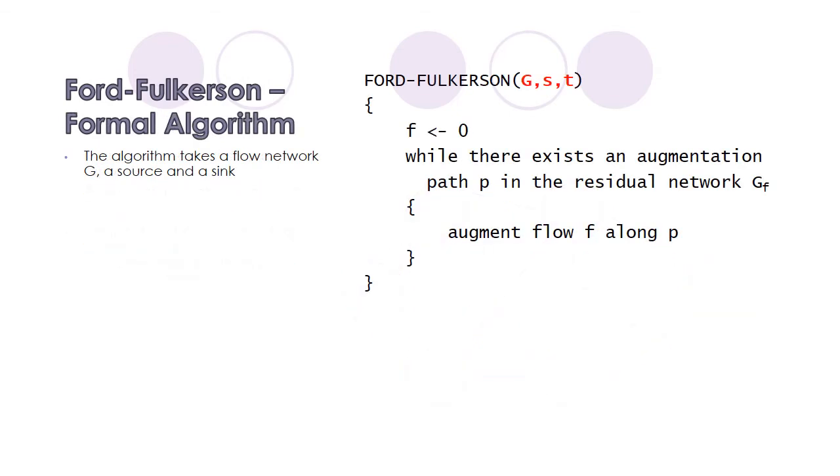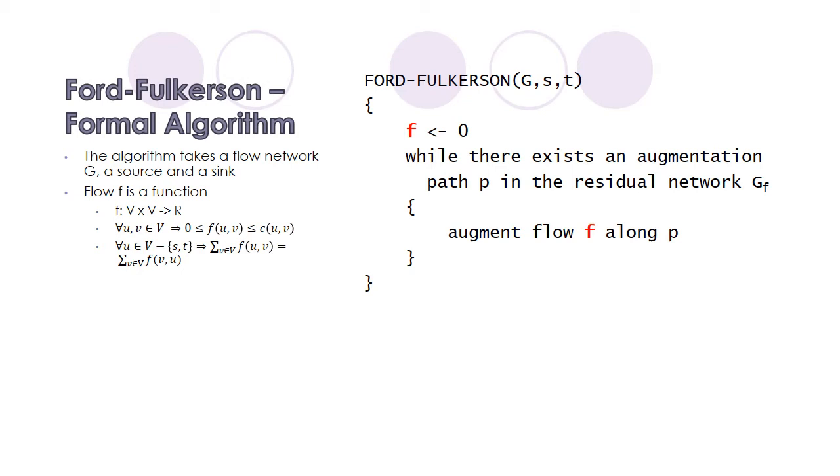So moving on to the formal algorithm, we're just going to go through a bit of the terminology and the variables used. So first off we have the arguments. It takes a flow network G as well as a source and a sink. We have the flow F, which is actually a function which maps pairs of vertices into a real number. So basically you give it a pair of vertices and it will give you out the flow between them along that edge.